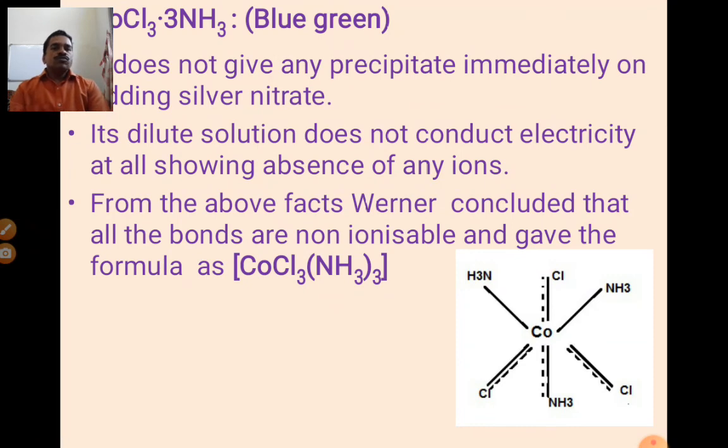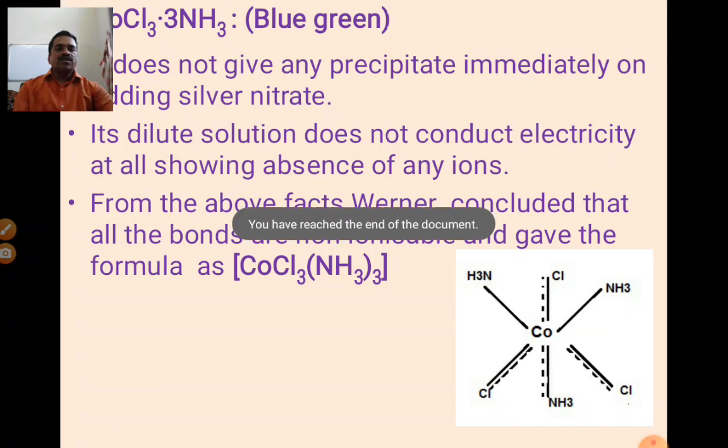The last complex was blue-green in color, and has formula CoCl3·3NH3. It does not precipitate any chloride ions on treatment with silver nitrate. Its dilute solution does not conduct electricity, indicating that there are no ions. From the above facts, Werner concluded that the three ammines were satisfying three secondary valencies and the three chlorides were satisfying primary as well as secondary valencies simultaneously.